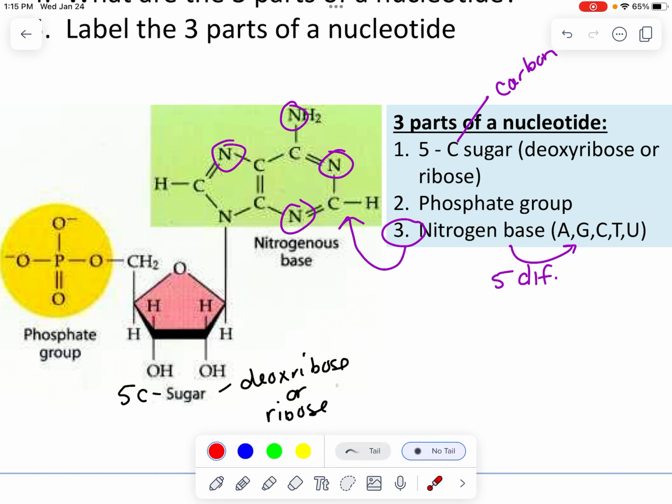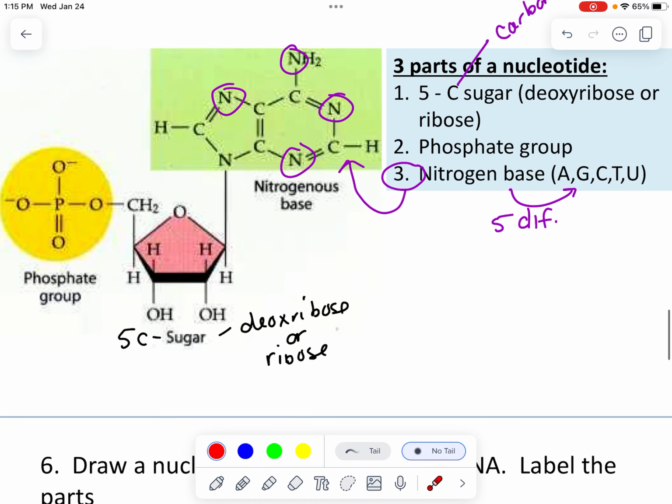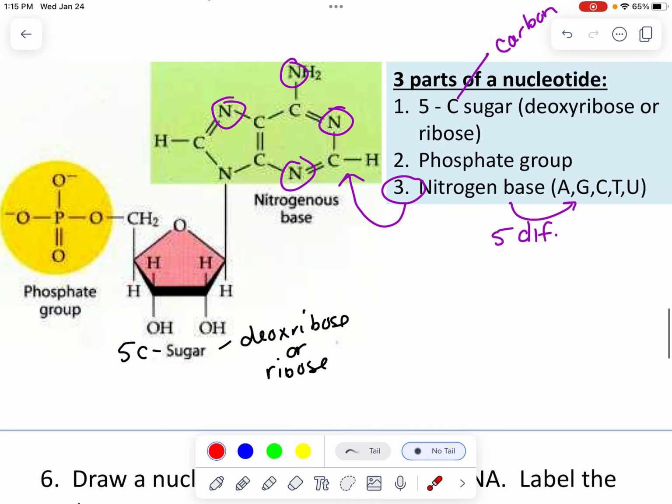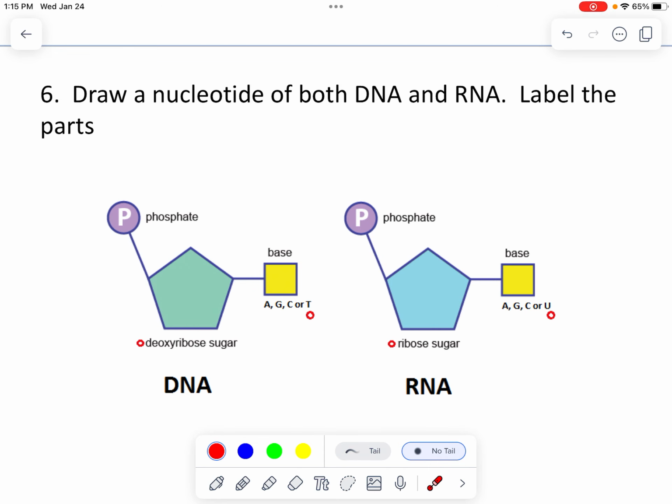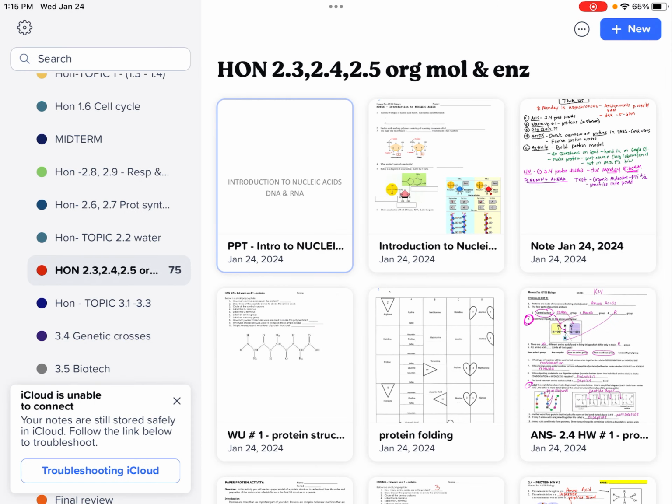And then we have a sugar phosphate base. I like to say quick, sugar phosphate base. Those are the 3 parts of a nucleotide: a 5 carbon sugar, a phosphate group, and a nitrogen base that could either be, these all have long names, adenine, guanine, cytosine. A nitrogen base. So you have to fill in these labels here: 5 carbon sugar, nitrogen base, phosphate group. Then number 6 tells you to draw a nucleotide. I'm not going to have you draw a nucleotide, just because there's one right there on the picture.